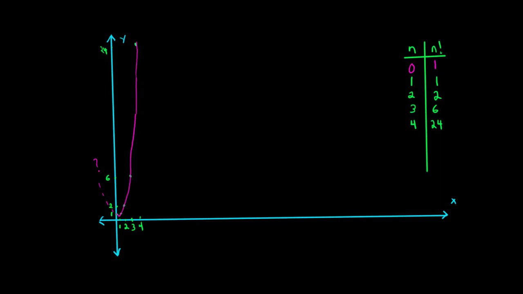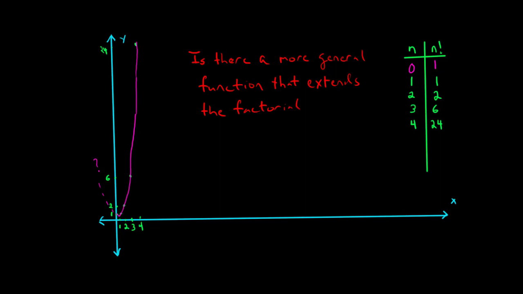We don't know yet what this graph should look like. This is just a guess. In fact, this guess is going to be shown to be wrong. But the question remains, is there a more general function that extends the factorial beyond integer inputs, beyond the positive integers? That's what we're looking to do here. We're going to see that the answer is yes. Leonhard Euler discovered the following formula.